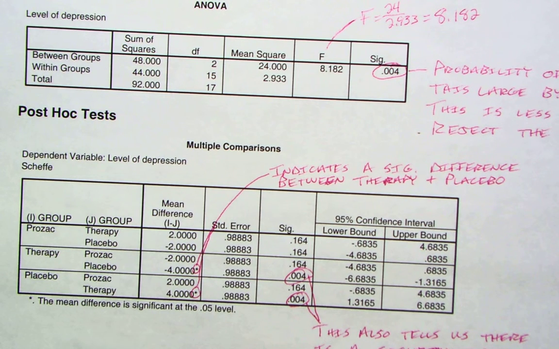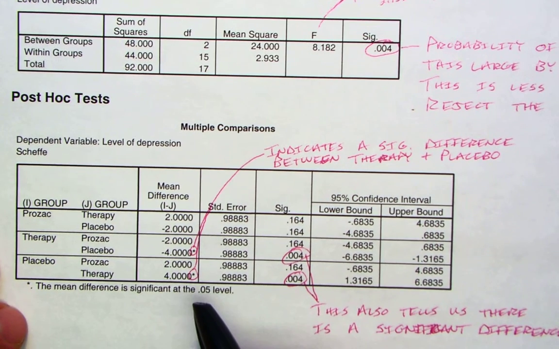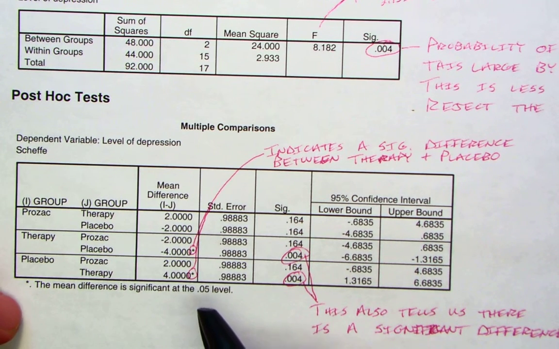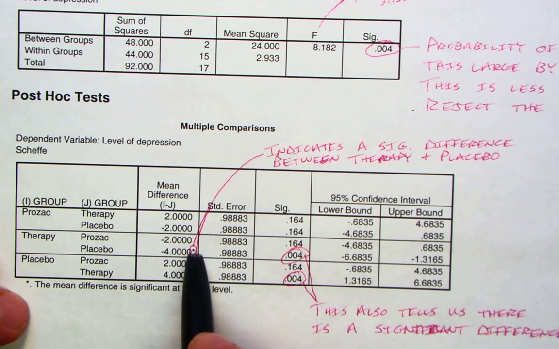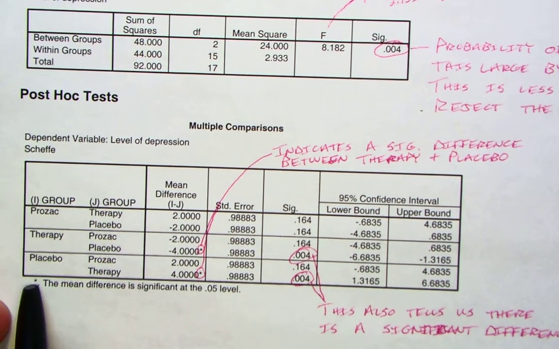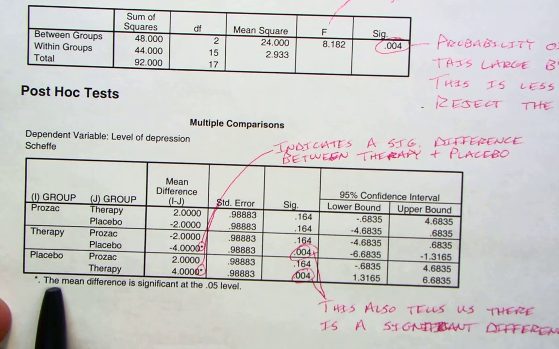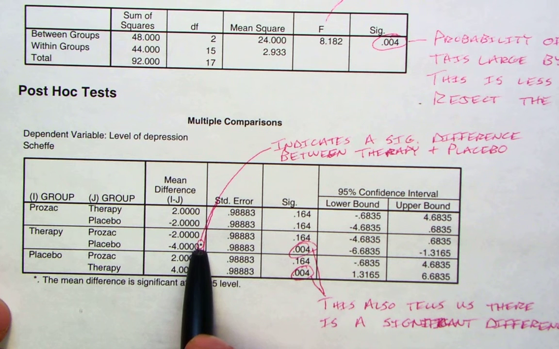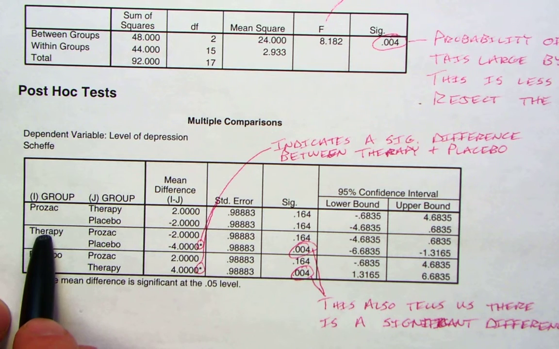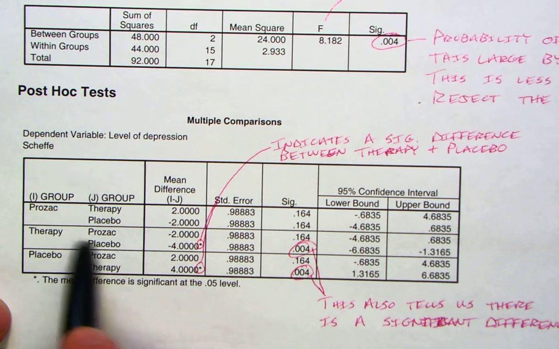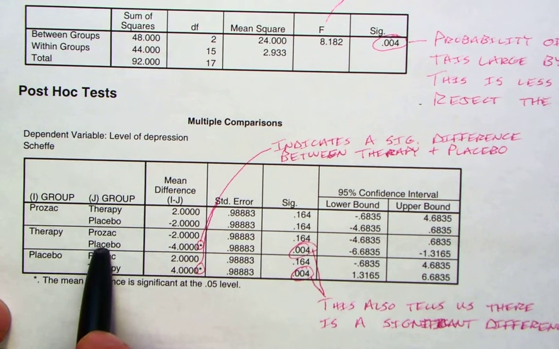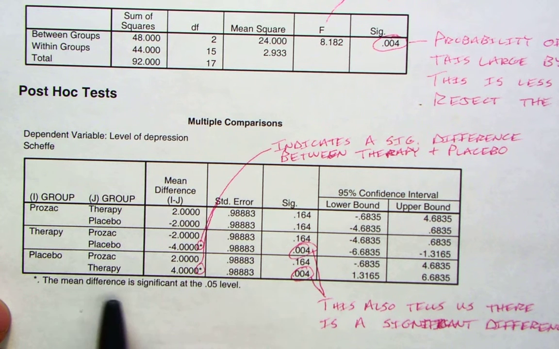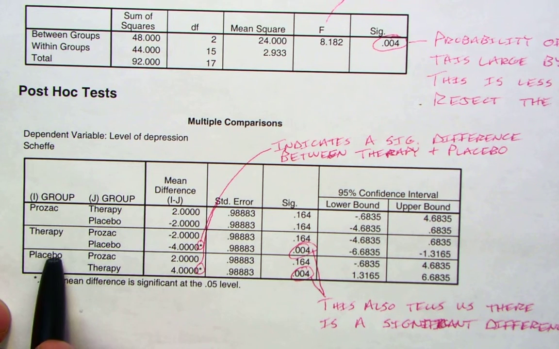What we want to know is which of the groups are significantly different from each other. There are a couple of different ways in which we get the same information here. One is these asterisks. If there's an asterisk, the mean difference is significant at the 0.05 level. So this is a nice, easy way of seeing, oh, there's an asterisk for this mean difference. That means for therapy and placebo, there's a significant difference between those means. Okay, significant difference between placebo and therapy.